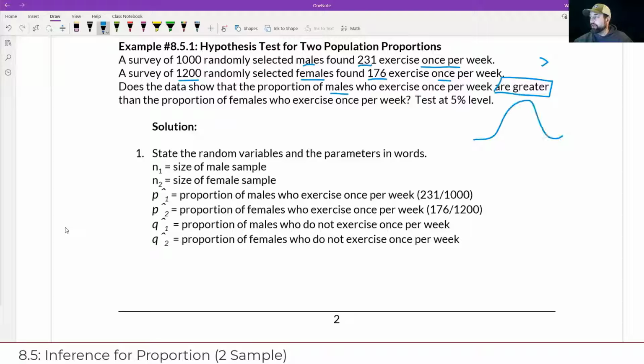So again, when you see that greater than, you're thinking, okay, we're going to find some z-score, and we need to find the p-value that is above that z-score. So that should trigger in your brain when you see greater than. We want to test at the 5% level.